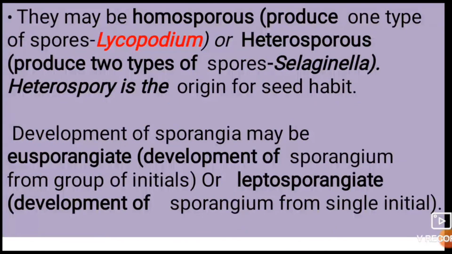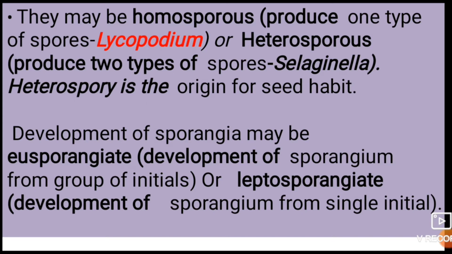They may be homosporous. What is meant by homosporous? Producing only one kind of spore is homosporous. Producing two kinds of spores is heterosporous. Hetero means two, different, so it produces two types of spores. A good example of homosporous is Lycopodium, commonly called club moss. Two types of spores are present in Selaginella.